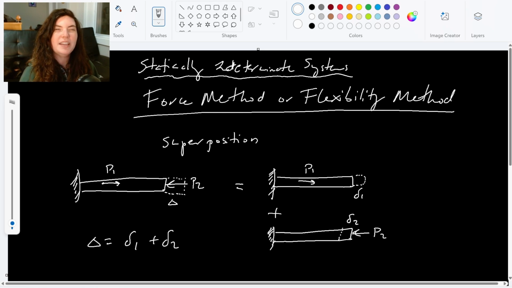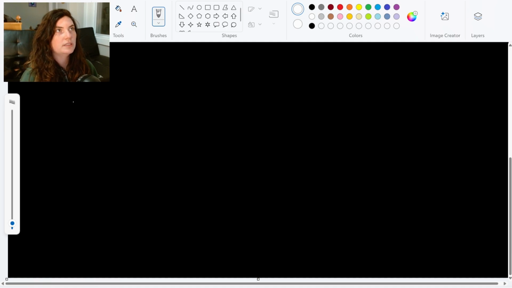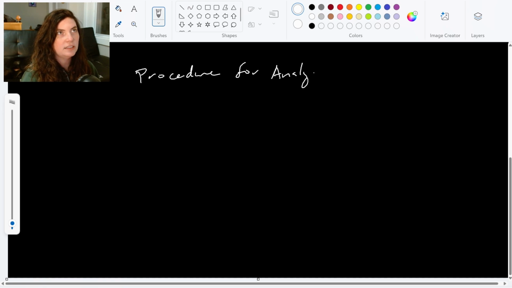So I'm going to give you a basic outline of steps that we're going to follow for this force method or this flexibility method, whatever you want to call it. I'll give you an outline of steps of how we'll do it, but it'll make a little more sense as we work through an example. So our basic steps, all this procedure for analysis, anytime you're given something statically indeterminate. Generally first degree is going to be easiest.